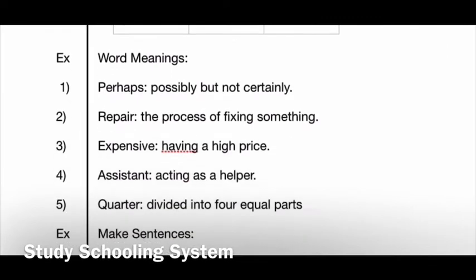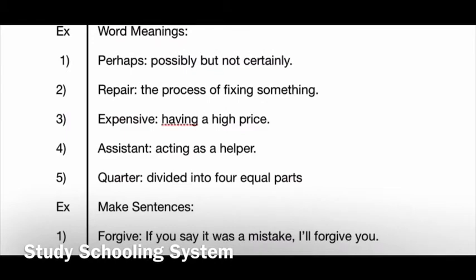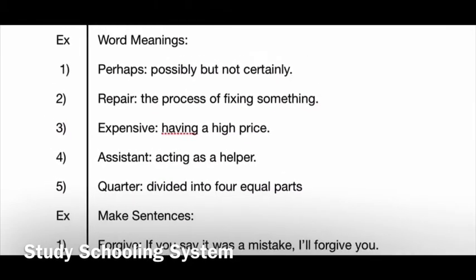Number 2 is repair. This means the process of fixing something. Okay? When you're fixing something, you call it I'm repairing it. I'm fixing it, I'm repairing it. Number 3, expensive. Having a high price. When things cost more, when they have a high price, they are called expensive.